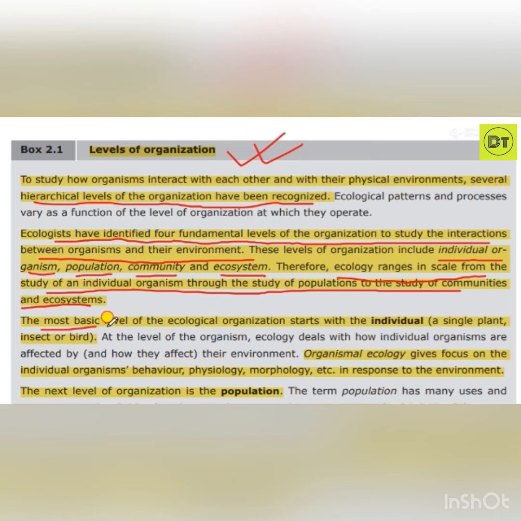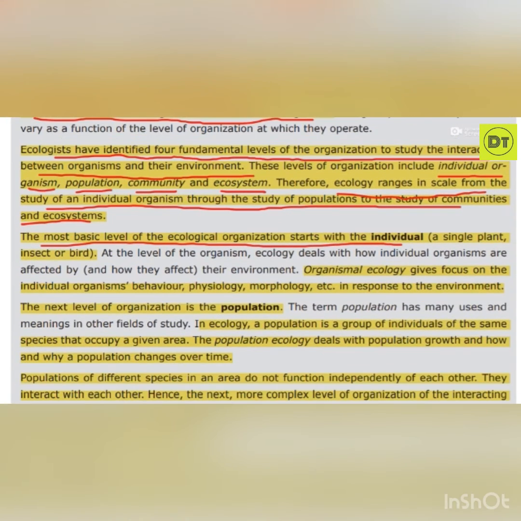The most basic level of ecological organization starts with the individual. An individual means what? It may be a single plant, a single animal, a single insect, a bird, only one unit organism. Organismal ecology focuses on the individual organism's behavior, physiology, morphology, etc.